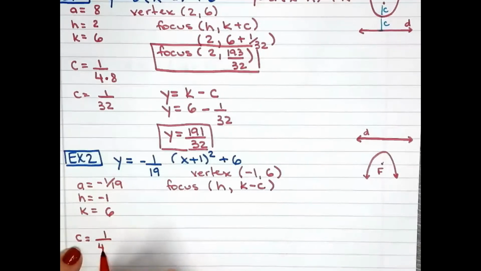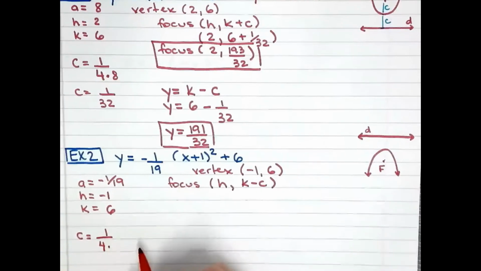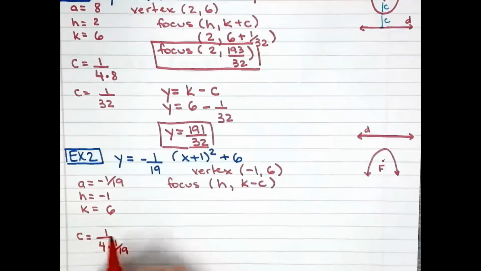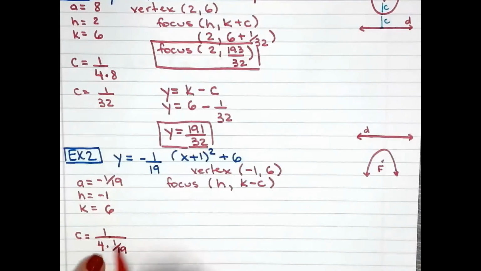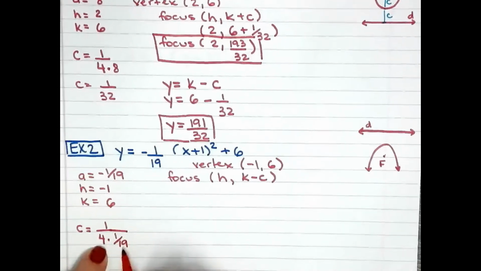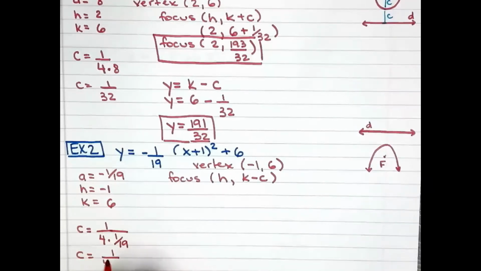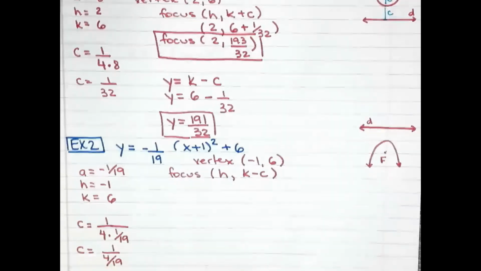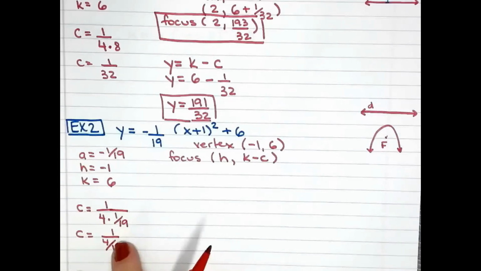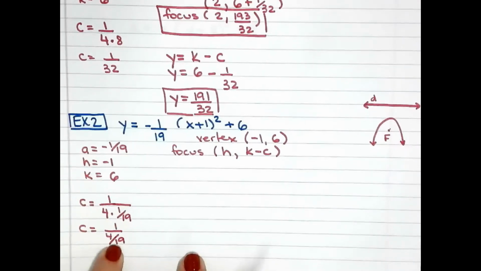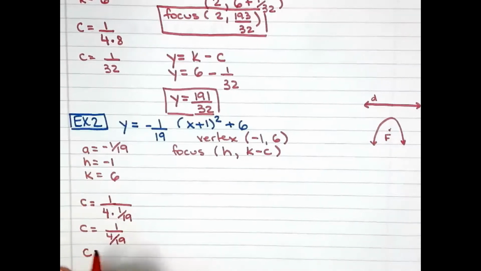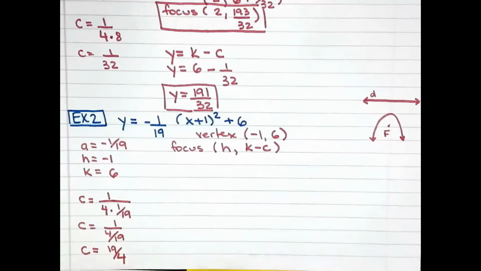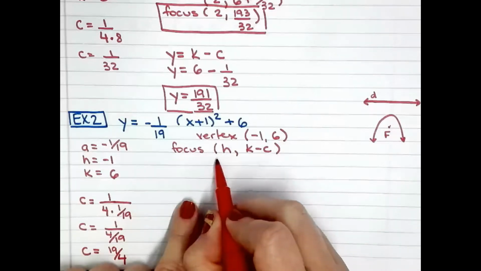1 over 4 absolute value of A, so 1 over 4 over 19. Here you have 4 over 19, and then you multiply by the reciprocal. I'll write it all down: 1 over 4 over 19, and when you divide by a fraction, it's the same thing as multiplying by the reciprocal. So it's going to be 19 over 4. If all of this is confusing, punch it in a calculator. It's going to give you that number. It's fine.